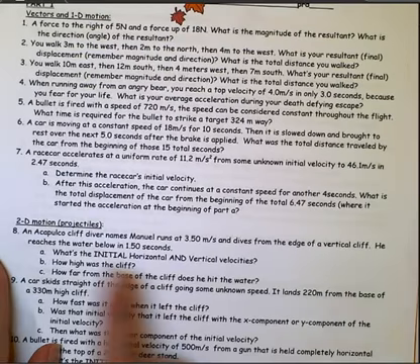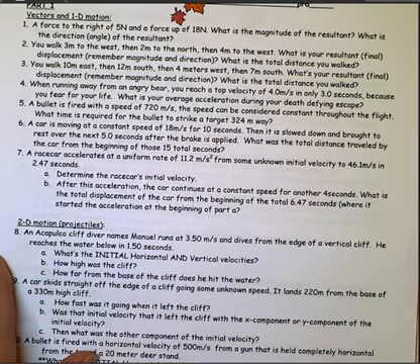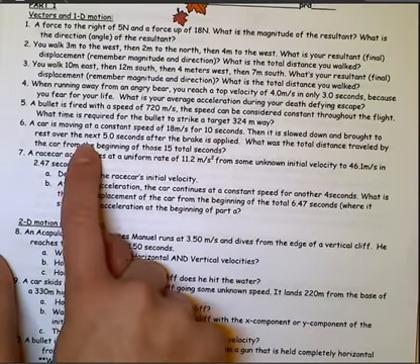Number 6 on the vectors and 1D motion part of the honors fall performance final review. A car is moving at a constant speed of 18 meters per second for 10 seconds. Then it steps on its brake and is brought to a rest over another 5 seconds.